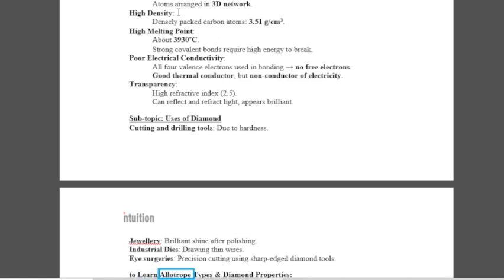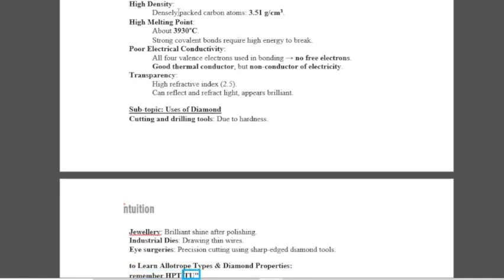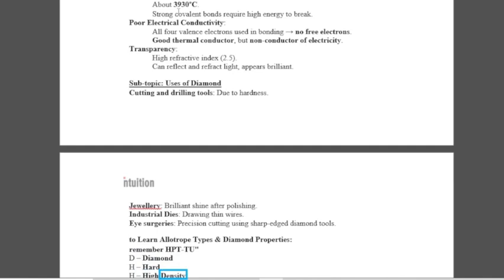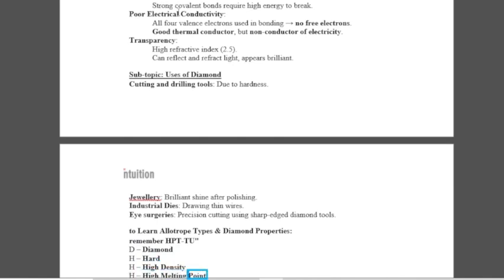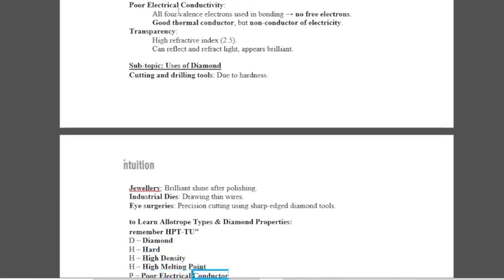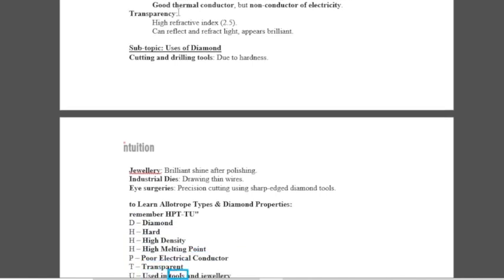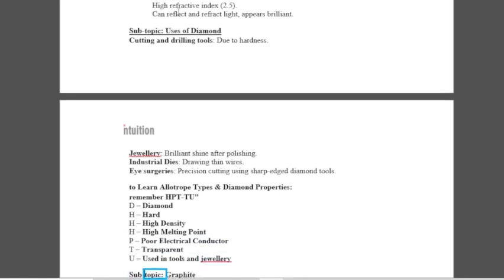To learn allotrope types and diamond properties, remember HPTTU. D: diamond. H: hard. H: high density. H: high melting point. P: poor electrical conductor. T: transparent. U: used in tools and jewelry.